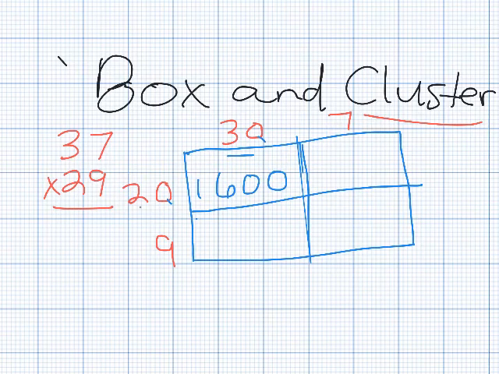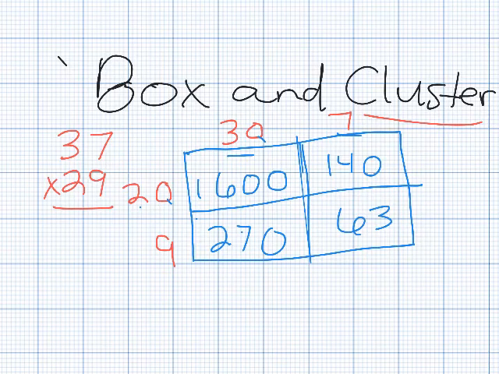We'll take 20 times 7. So we have 7 here and 20 over here. 7 times 2 is 14. We have 1 0, so that becomes 140. Then we'll come down to this box. 30 times 9. 9 times 3 is 27. We have 1 0, so that becomes 270. 9 times 7 is 63.